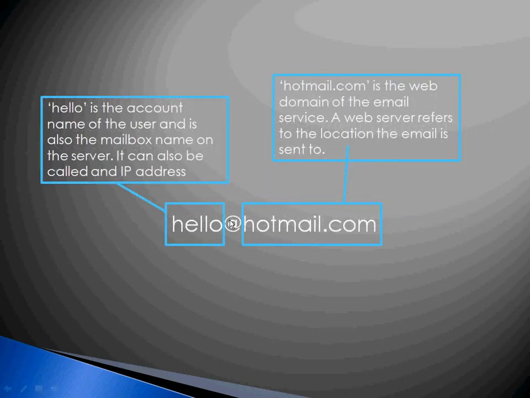hello@hotmail.com is an example of an email address, where hello is the account name of the user and is also the mailbox name on the server. It can also be called the IP address. In the other section, hotmail.com is the web domain of the server, and a web server refers to the location the mail is sent to.